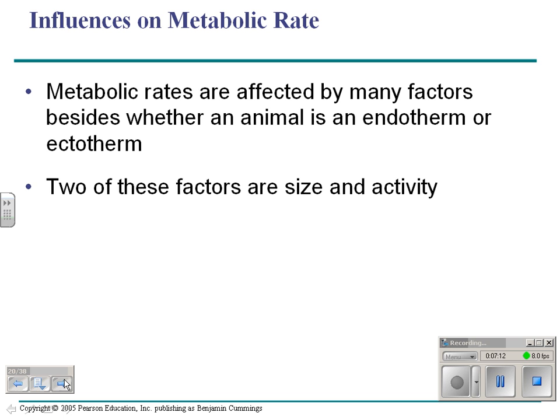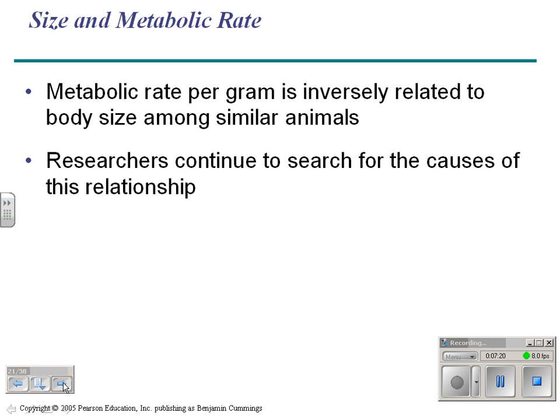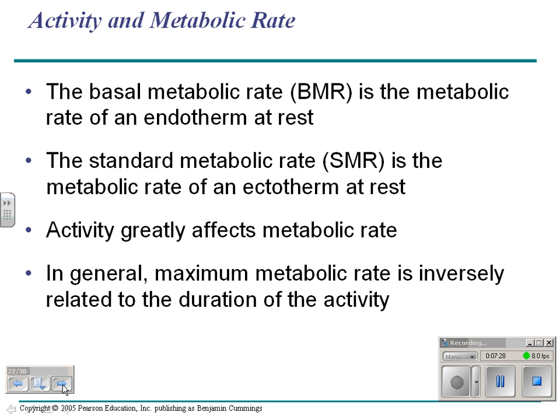There are other things that affect metabolic rate, and I'm going to skip through this really fast. Size and activity are two. We'll talk about size in a minute. Metabolic rate per gram is inversely related to body size. We'll come back to that. The basal metabolic rate is called the BMR. It's the metabolic rate of an endotherm at rest. And I don't know that you need to remember the difference between BMR and SMR.